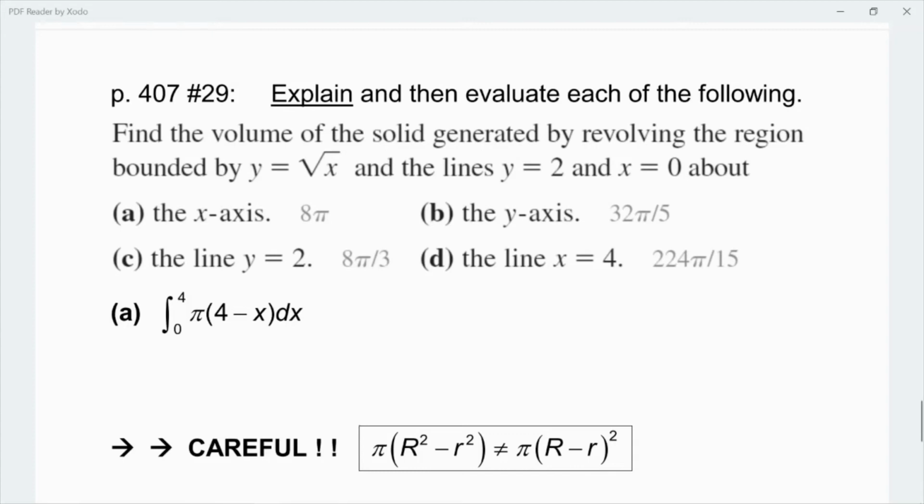Okay, so here's a problem where we've got 4 different volume calculations off of the same setup. It says explain and then evaluate each of the following. Find the volume of the solid generated by revolving the region bounded by y equals square root of x and the lines y equals 2 and x equals 0 about the x-axis, the line y equals 2, the y-axis, and the line x equals 4. Okay, so I want to show you this on the calculator just to make sure everybody's clear. When we do these things on the calculator, how can we visualize these things?